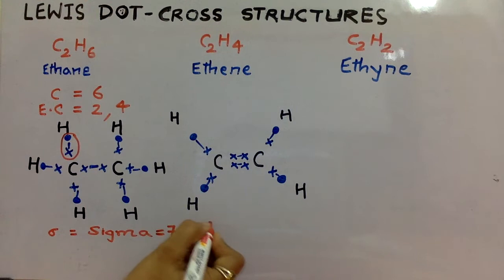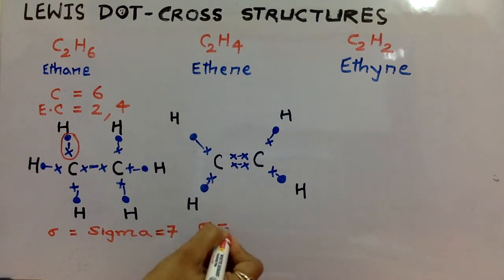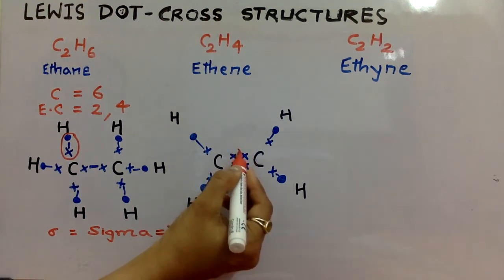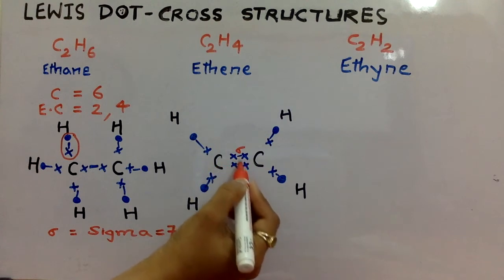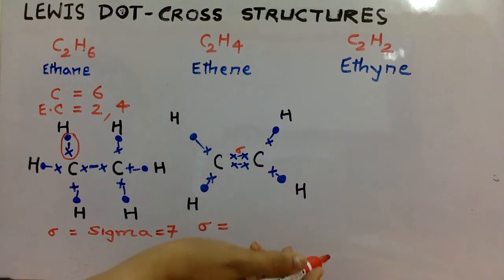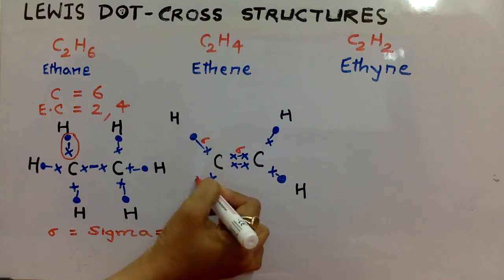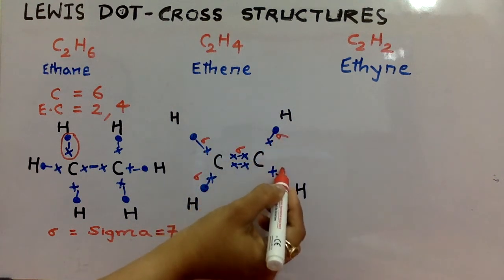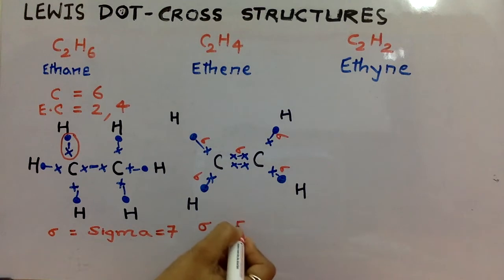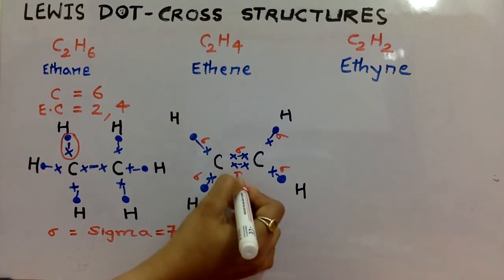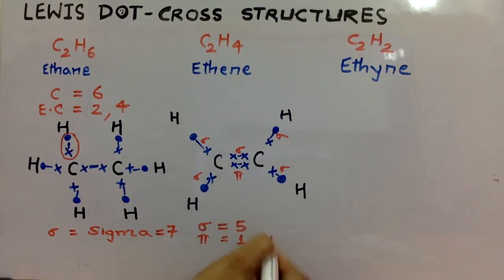Now the first bond, single bond, strong bond, sigma bond. Between these 2 atoms there are 2 bonds. Any one you take as first. First is sigma. So 1, 2, 3, 4, 5. So 5 sigma bonds, and the number of pi bonds is just 1. So this is one pi bond, the pi bond.